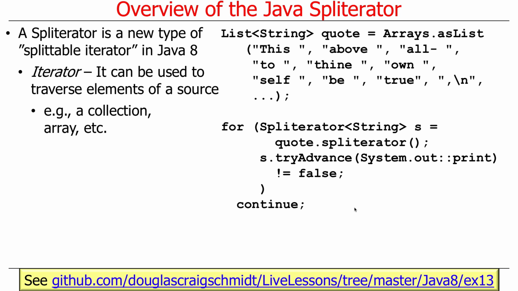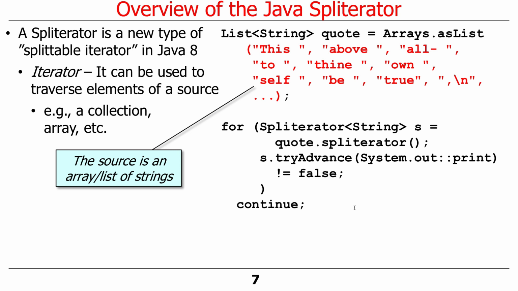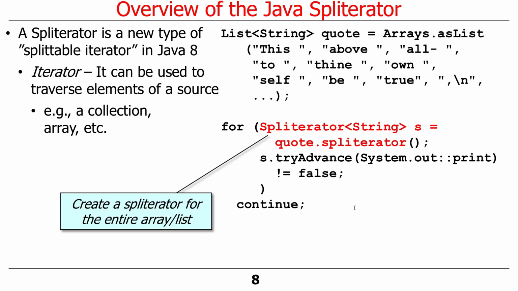So let's say we have this list of strings, and we're going to take that list of strings and create a splitterator for it. So we say quote.splitterator. What I should explain to you is that there's a splitterator method on every Java 8 collection: list, map, and so on and so forth. Everything has a splitterator that's part of it. And what this does is create a splitterator.